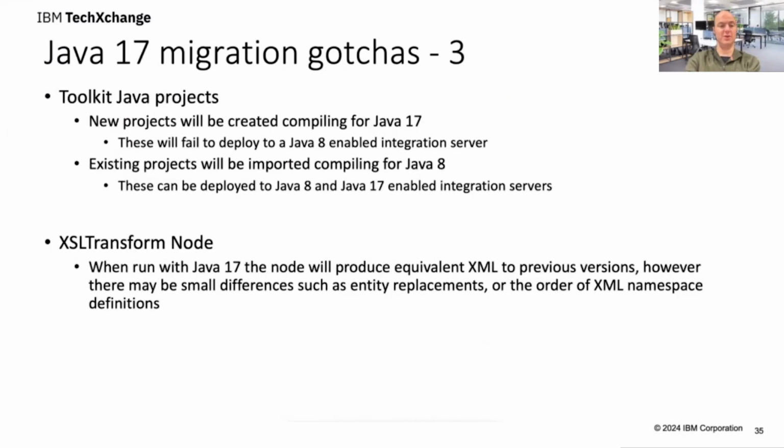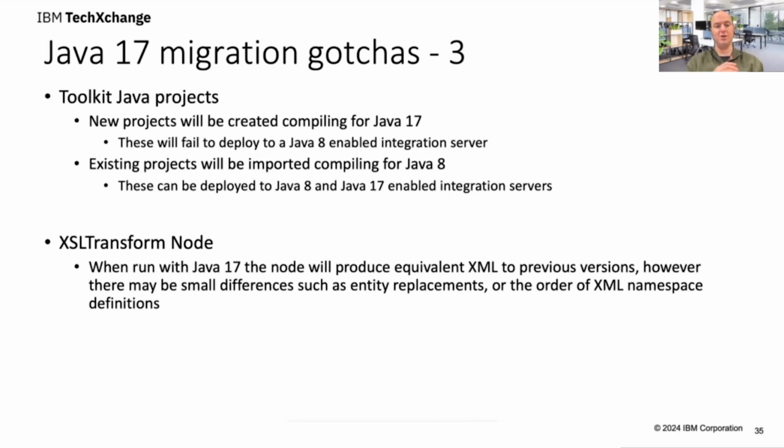In terms of Java Toolkit projects, as I say, new projects will be created using Java 17. You can set it to Java 8. If you do create with Java 17 and try to deploy back level to a Java 8 enabled integration server, they won't work. You'll get a Java version error. But you can configure the project to use Java 8. If you're bringing existing projects in that were set to comply with Java 8, those will still be compiled with Java 8 as you import them into the new version of the toolkit.